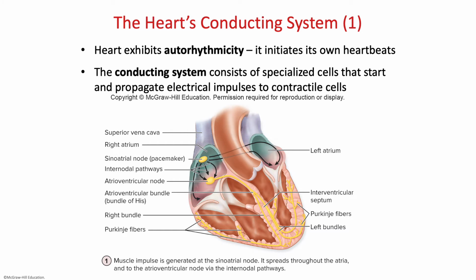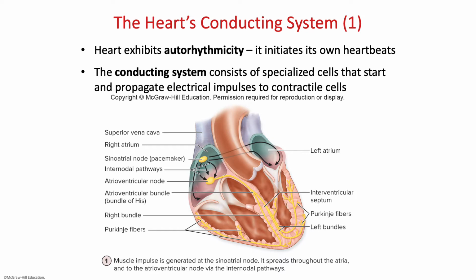So this is the heart's conducting system. The heart exhibits autorhythmicity, which is the ability to initiate its own heartbeat. This is really important for the heart to be able to do, and the conducting system is really interesting to see. The conducting system sends electrical impulses that start and propagate to all of the contractile cardiac cells. So the cells involved in muscle contraction that contract the heart are started within the heart itself.